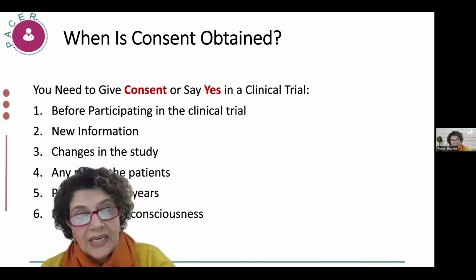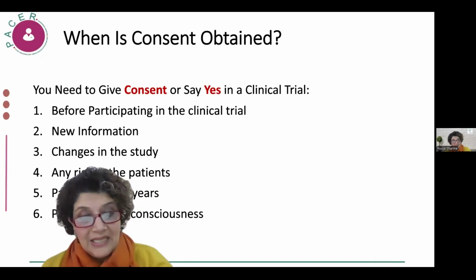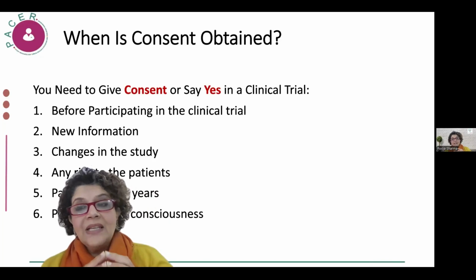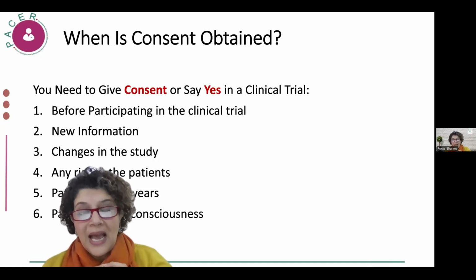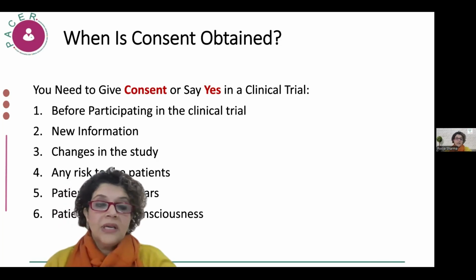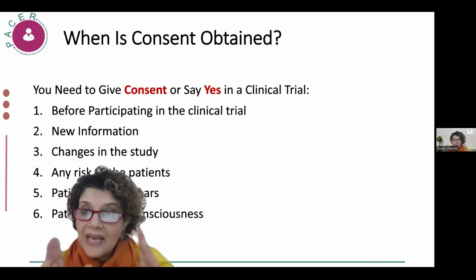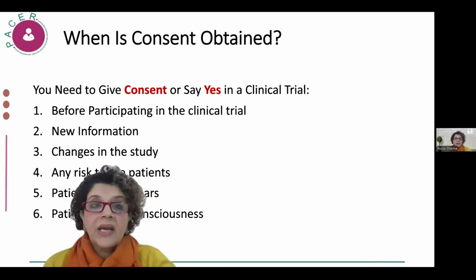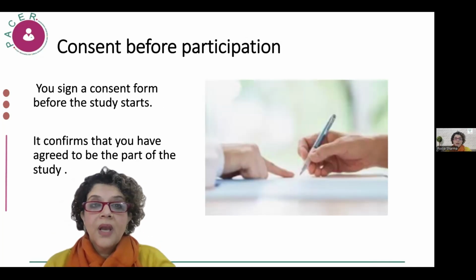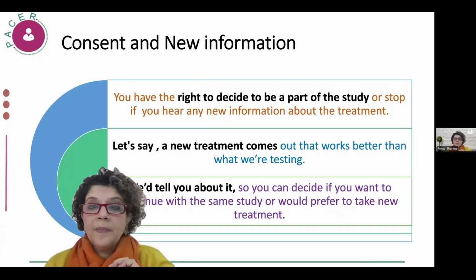If you participated in the study when you were less than 18 years of age, and at that time they did not take your consent but took consent of your parents or the legal representatives, when you turned 18, they must come back to you and take consent. Similarly, if you were unconscious at the time and somebody else gave consent on your behalf, when you became conscious, they should come back and ask you for consent. So you must sign a consent form before the study. This confirms that you are going to be part of the study.